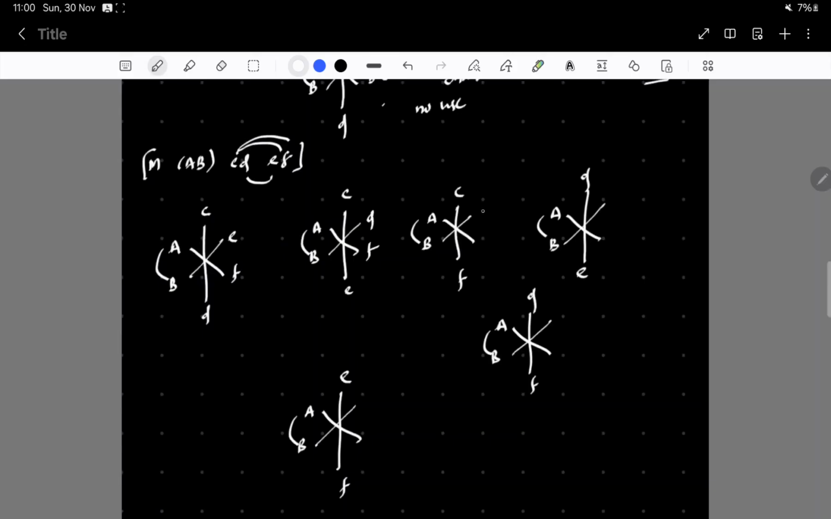Now CF is present means I can write DE. DE present means I can write CF. DF is present means I can write CE. Okay. Now EF is present means I can write CD. I hope it is clear.